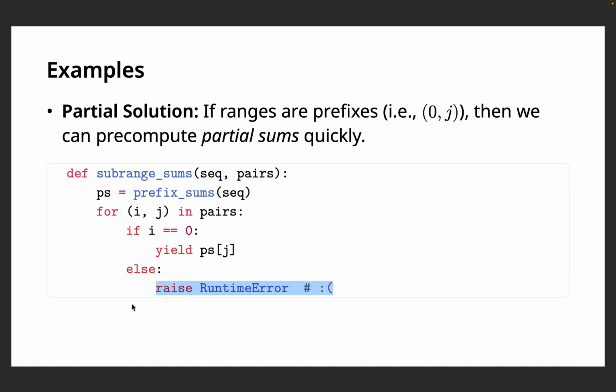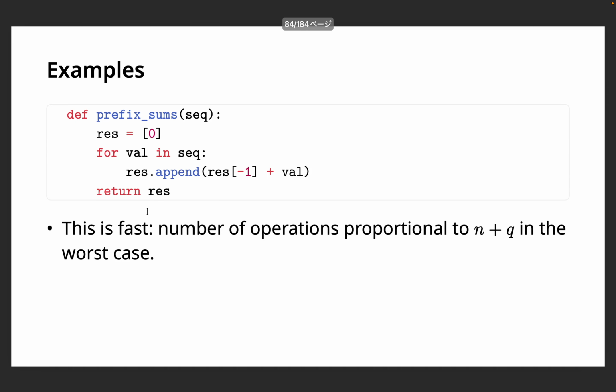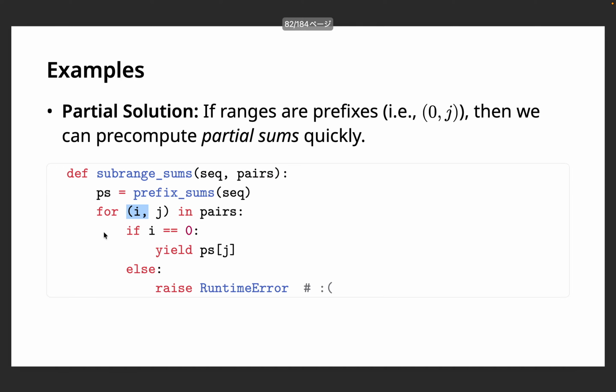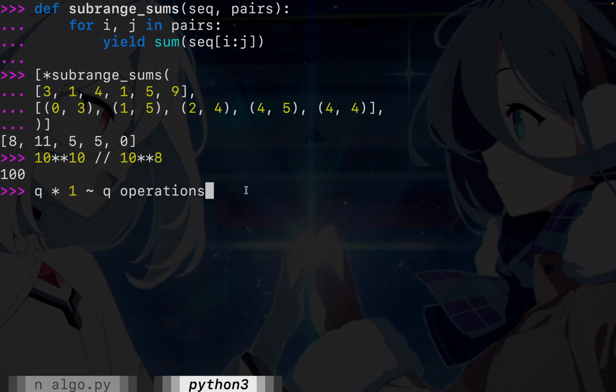But of course, this does not yet cover this case over here. What if i is not equal to 0? Okay, so here we have the q part from here, and there's also an additional n for building the prefix sums. So this is actually n plus q, n plus q times 1, which is n plus q. If n and q are both 100,000, this is still a reasonably small number of operations.